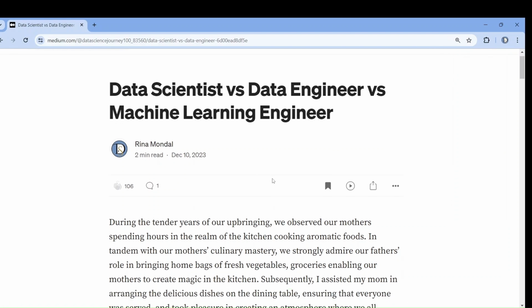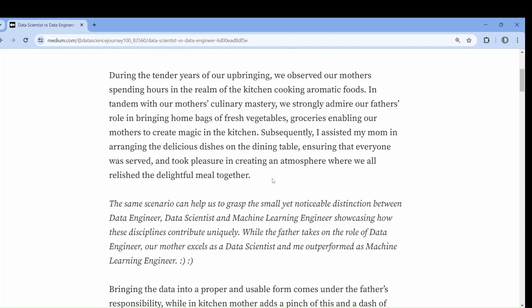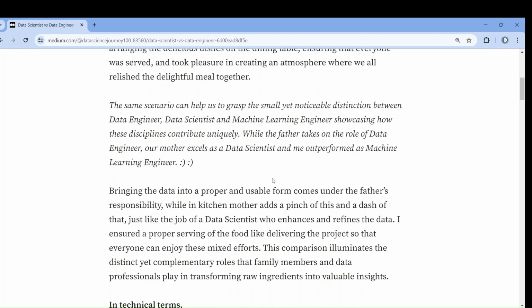Okay. Now first I'll tell you a story. Suppose in your home your father brings the groceries into your home. Your mother cooks the food and you serve the food to the table and ensure that everyone is properly served. Okay. Now, in this scenario, we will understand the distinction between data engineer, data scientist, machine learning engineer. And what are their contributions?